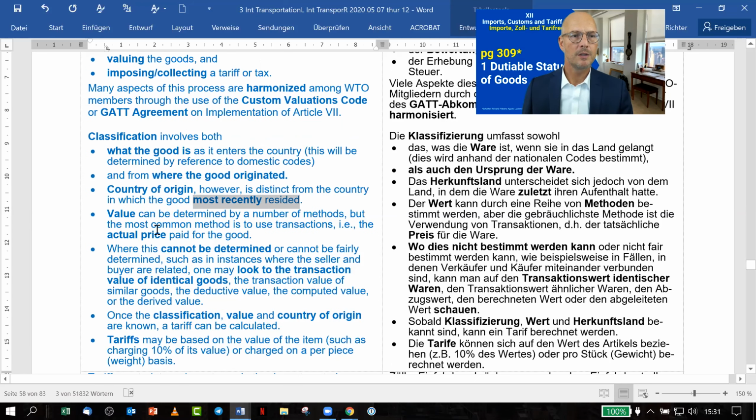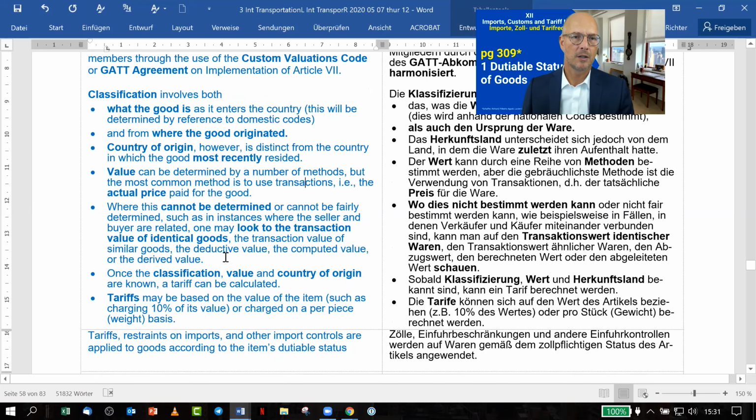Next thing, the value. You have to determine the value, and there we have numerous methods. But the most common method, of course, is the actual price you pay for the good. But if the price cannot be fairly determined, for instance where the seller and buyer are related, you can look to the transaction value of identical goods.